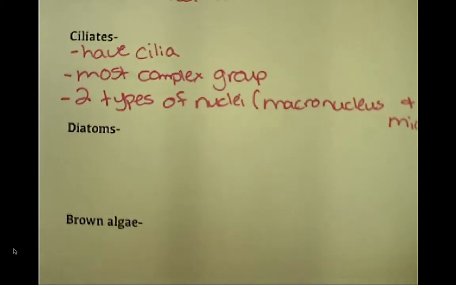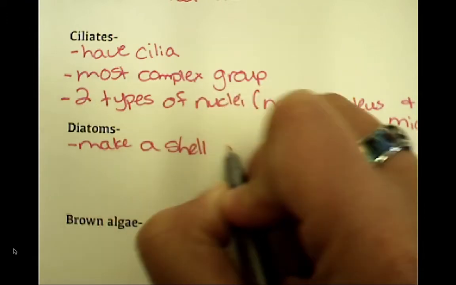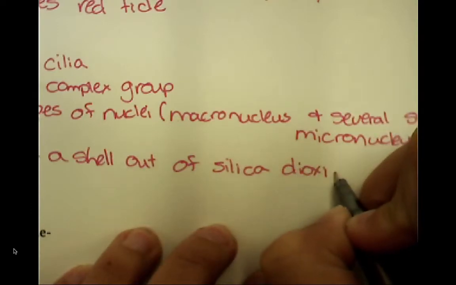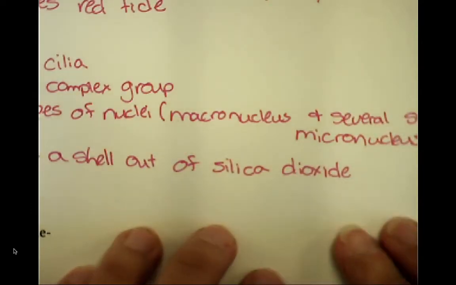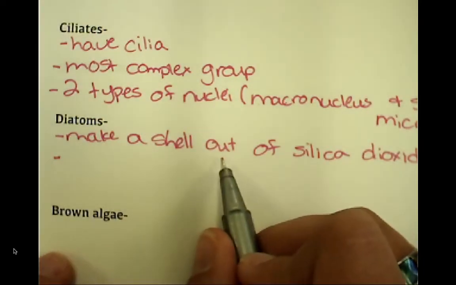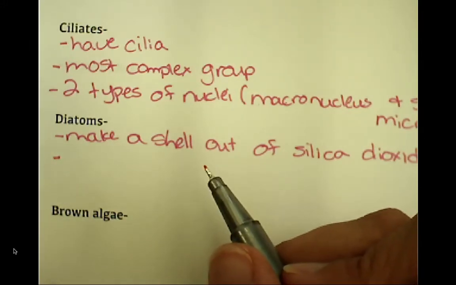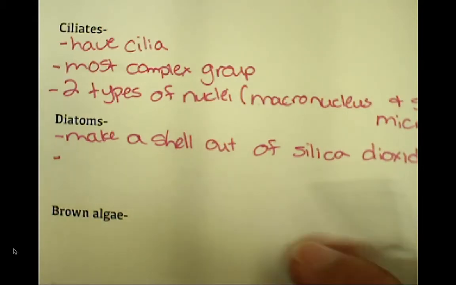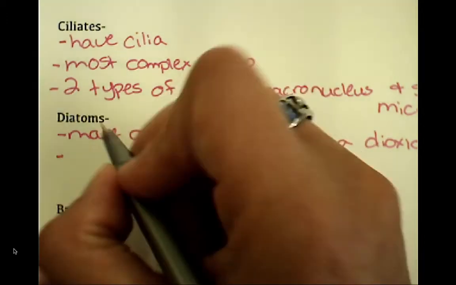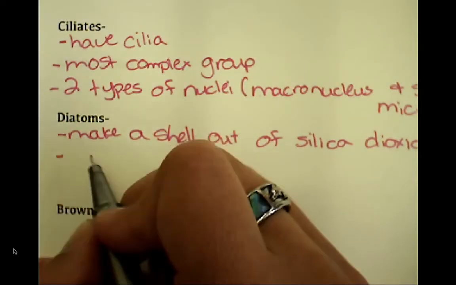Next up, we have the diatoms. Diatoms make a shell out of silicon dioxide. They reproduce by just splitting. Let me go back to their shell. When their shells die, they sink to the bottom of the ocean floor, and they can form what's called diatomaceous earth. If you have a pool and you put the white stuff in your pool filter, that's diatomaceous earth. They're used regularly as an insecticide and for filters and things, so they're really important commercially.